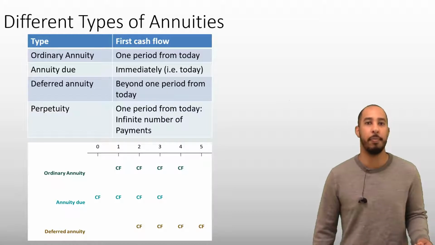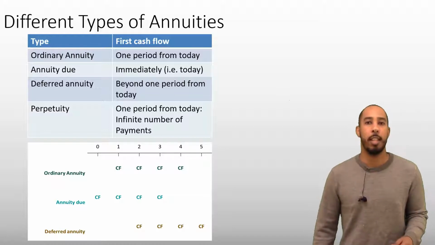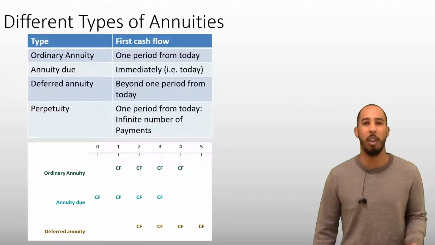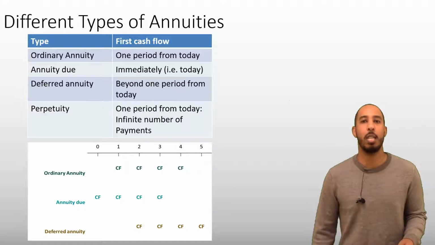That's today. Then we're going to work with deferred annuities, which are annuities in which the first cash flow is deferred beyond one period from today. So this first payment could happen 2 years from now, or 10 years from now, or 100 years from now. And lastly, we'll work with perpetuities, which is an annuity which has no end. It makes payments perpetually.